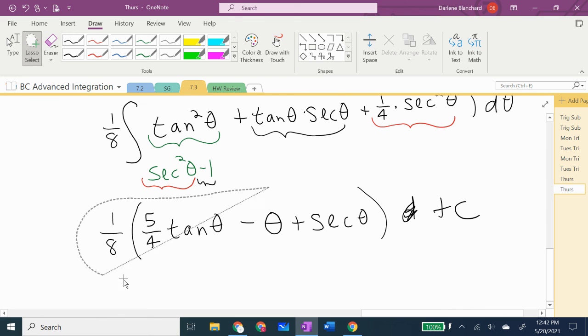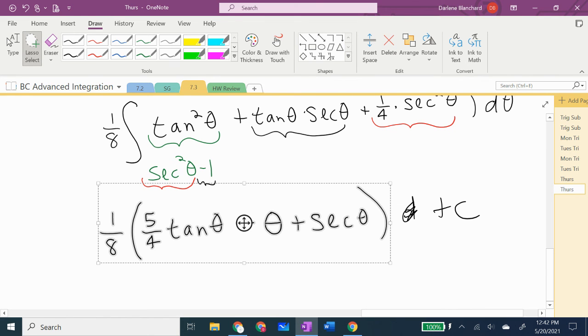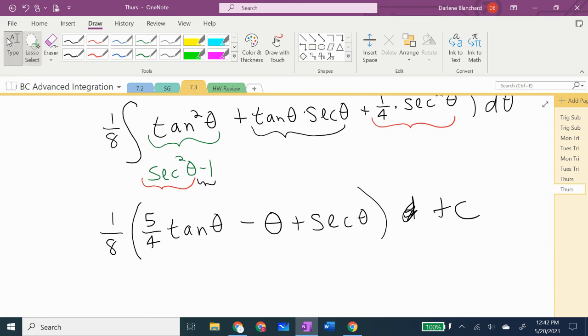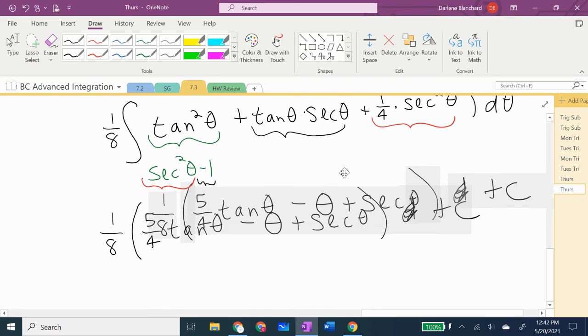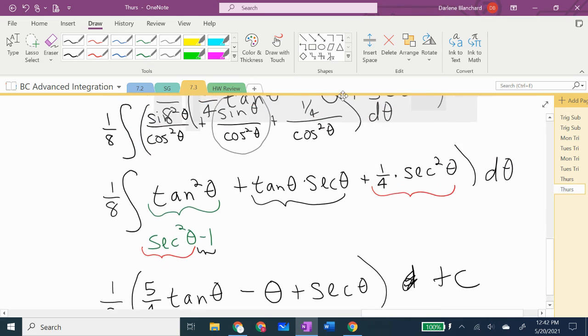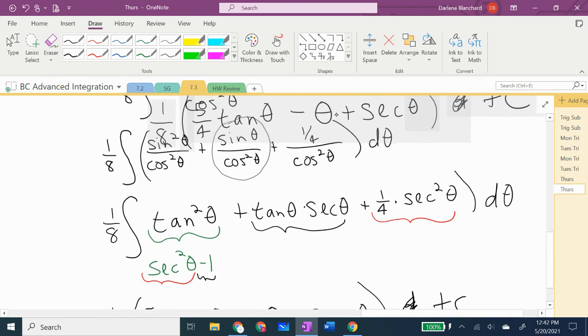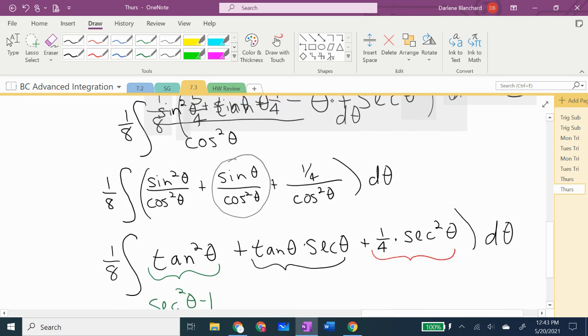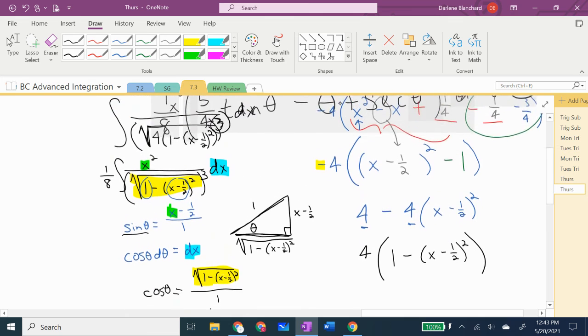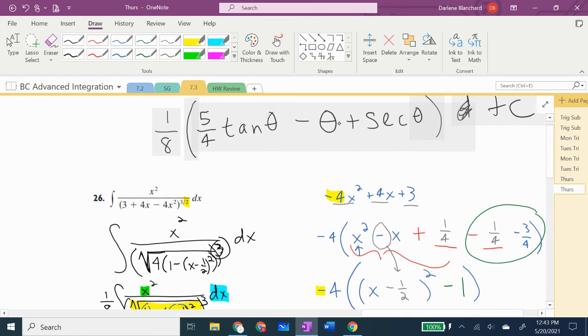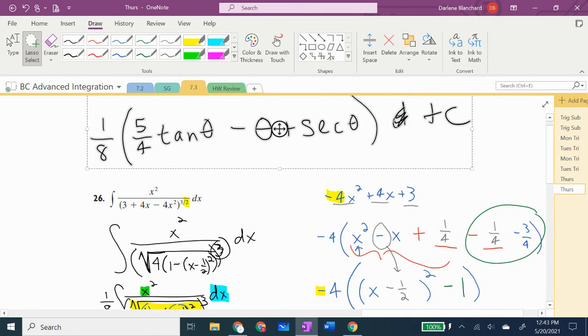I'm going to grab this and move it. Try again. No, don't drop it, don't drop it. Keep going. Okay.